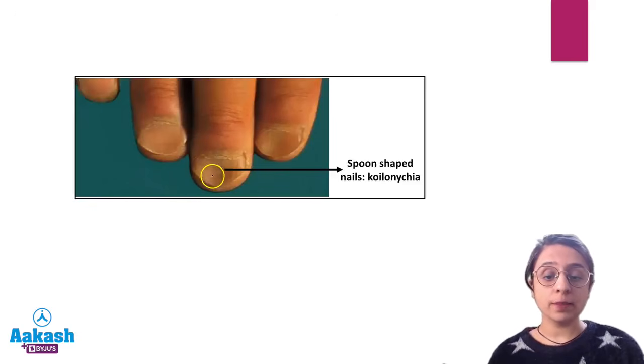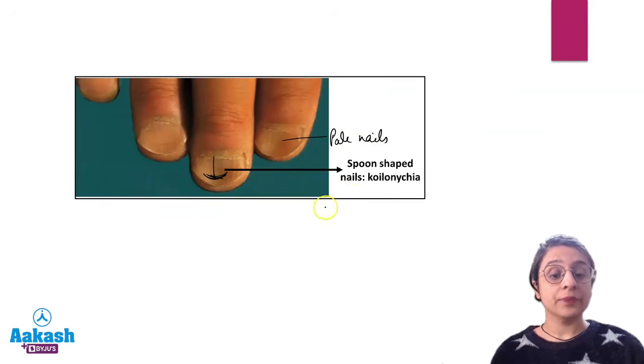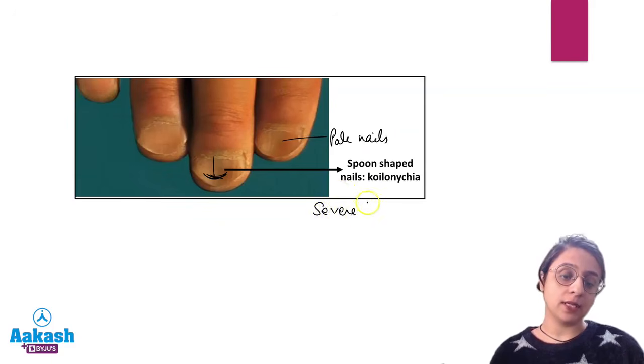So spoon-shaped nails, can you see spoon-shaped nails? And secondly, pale nails are seen. So this is koilonychia, which is seen in severe iron deficiency anemia. Very important, severe iron deficiency anemia.